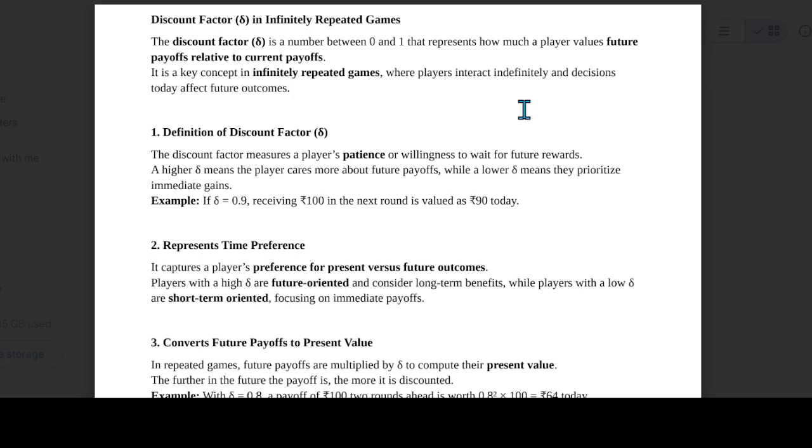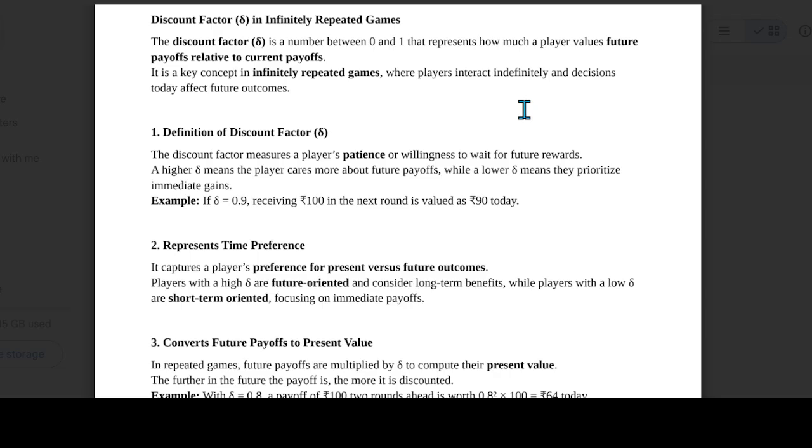So here a term comes in, the discount factor. What the discount factor does is tell us how much a player cares about the future. A discount factor is always between 0 and 1. If it is high, that means the future matters a lot to the player, and if it is low, then the only thing that matters to the player is today. If it is 0, then all that matters is today. If it is 1, then all that matters is tomorrow. So accordingly, the values range between 0 and 1.